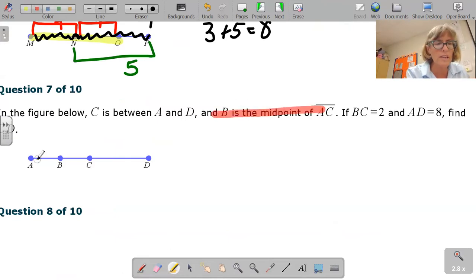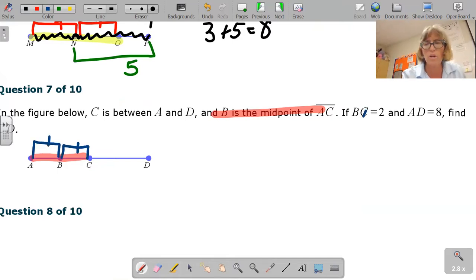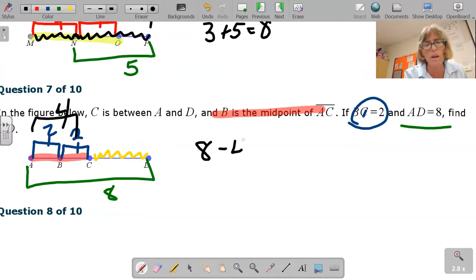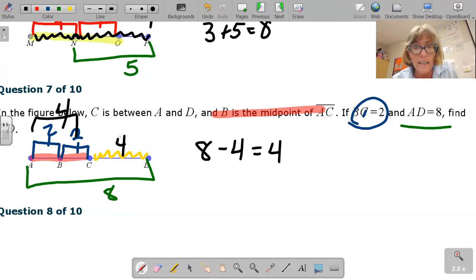B is the midpoint of AC. So our midpoint is here. Hatch mark, hatch mark. B to C is 2, which means that's 2. A to D is 8, and we want to find C to D, which is right here. Of course, you just add that up, and this ends up going to be 8 minus 4 gives us 4, which is our C to D.